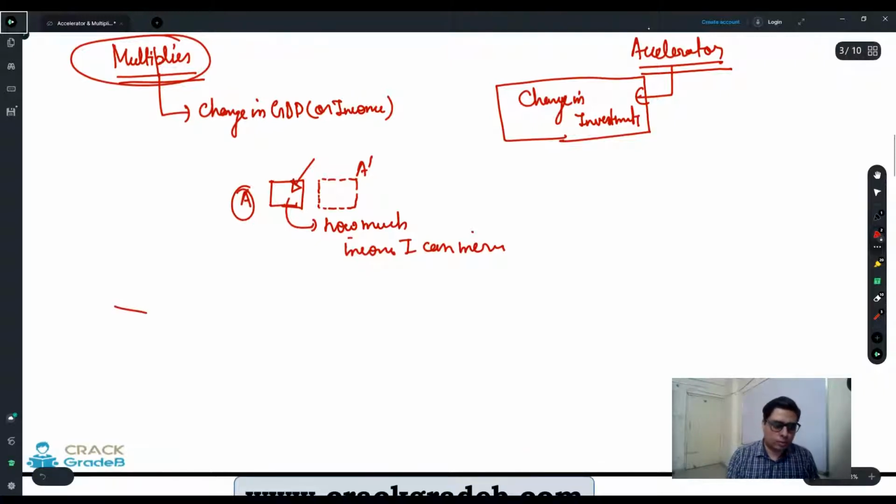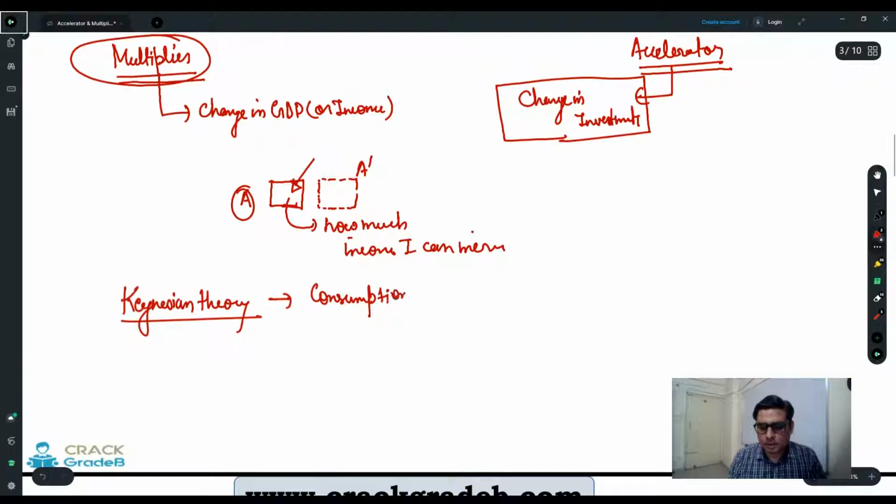Now let's focus first on the multiplier function. As I told you, the multiplier function is intended to see how much increase there is in the income. And because the multiplier function and accelerator function are based on Keynesian theory, and Keynes always focuses on the consumption part.